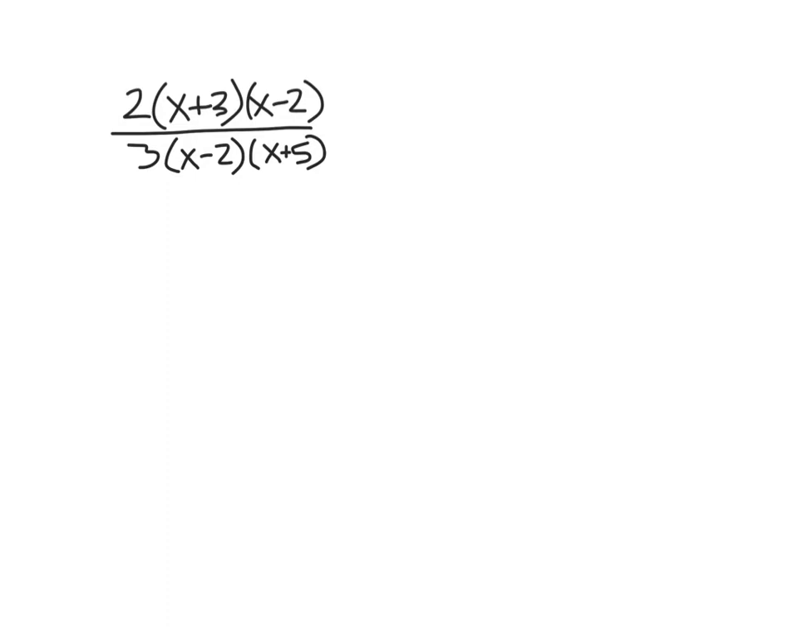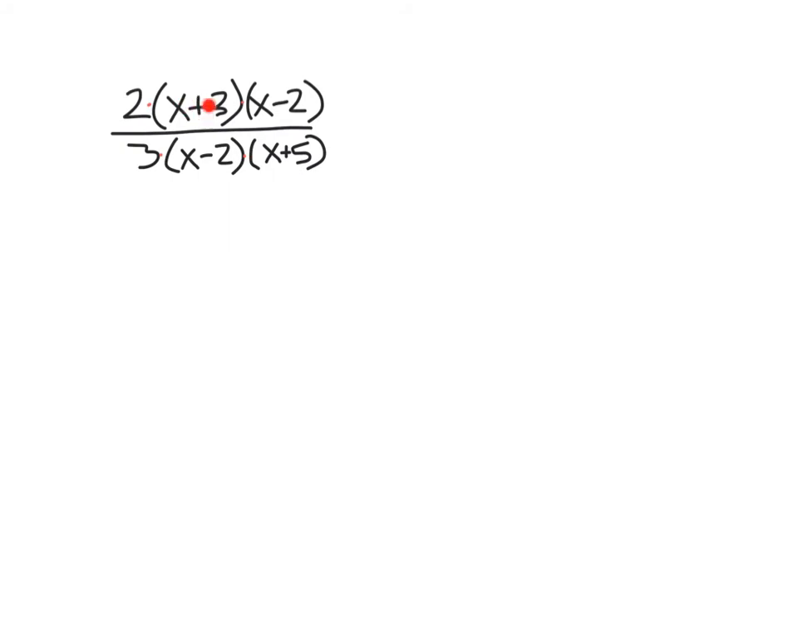Okay, so let's take a look at this example of a rational expression here. We have 2 times the binomial factor x plus 3 times x minus 2, the binomial factor there, all over 3 times x minus 2 times x plus 5. And I said the word times a lot because, again, in between everything here is multiplication. You see those little red dots I'm putting in there. All of that is multiplication.